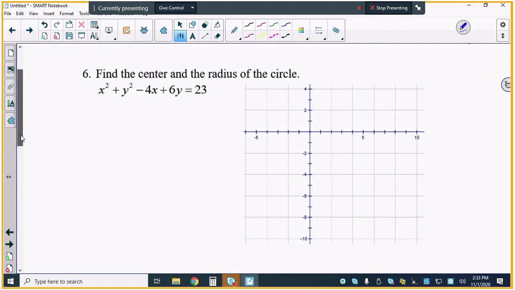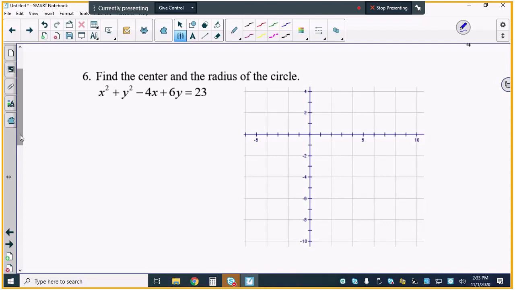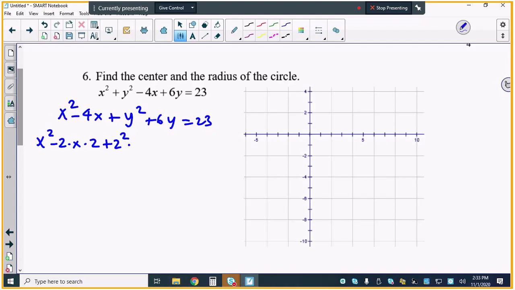Find the center and the radius of the circle. So this one is again back to a circle, a special type of ellipse. I will say x squared minus 4x plus y squared plus 6y equal to 23. Write it as x squared minus 2 times x times 2 plus 2 squared minus 2 squared. That completes the x terms. Plus y squared plus 2 times y times 3 plus 3 squared minus 3 squared equal to 23.